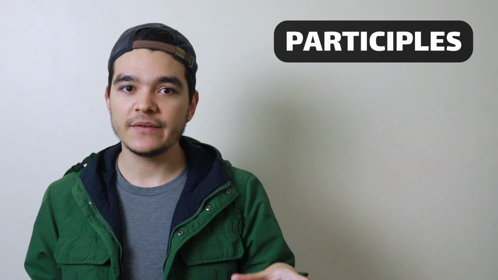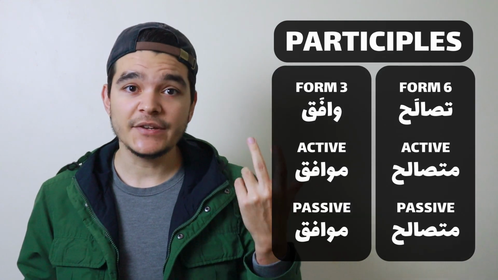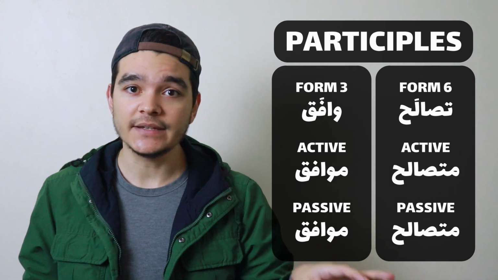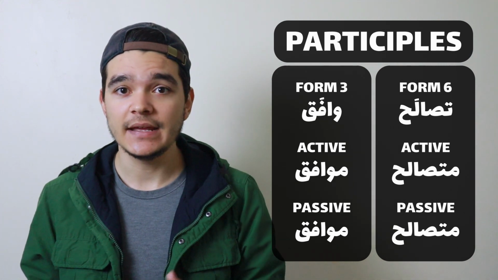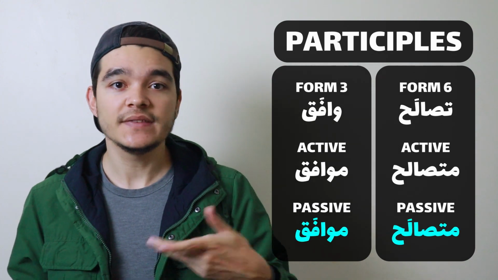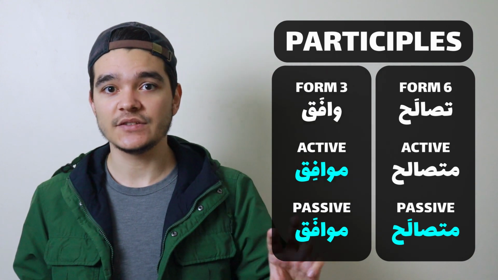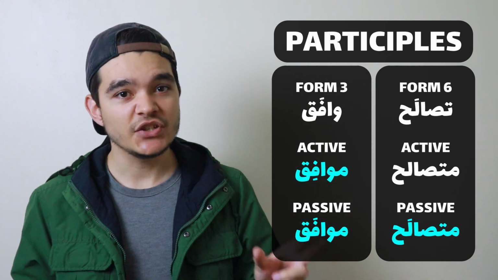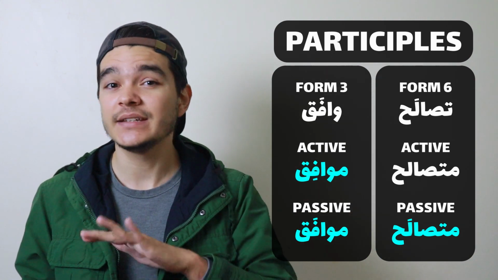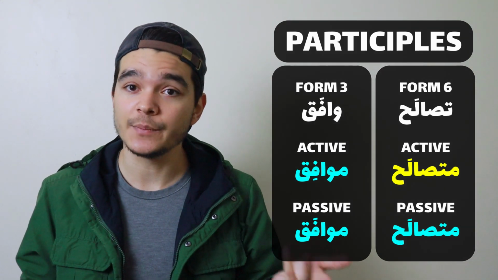Well, if you recall back to my video on Form 4, you'll know that all you do is add a meme to the standard form of the verb. And that's it. As I mentioned before, the only difference between the active and passive participles for forms 2 to 10 is actually just the vowel. The passive participle takes the past tense fatha, whereas the active participle takes the present tense kasra. But since Form 6 doesn't switch to a kasra in the present tense, just as in the imperative, the active participle doesn't switch either. So in this case, the active and passive participles are actually completely the same.